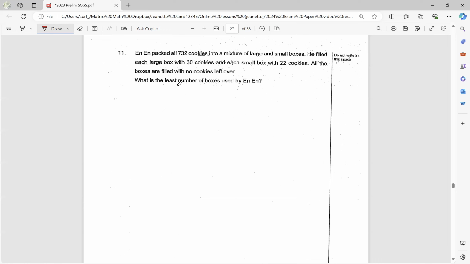To get the least number of boxes means that you want to have as many large boxes as possible, right? Then you can put more cookies into a box. So the maximum number of large boxes, let's find that first, the highest we can go. Maximum number of large boxes will be 732 divided by 30. Each large box is 30. So this will give us 24 boxes.